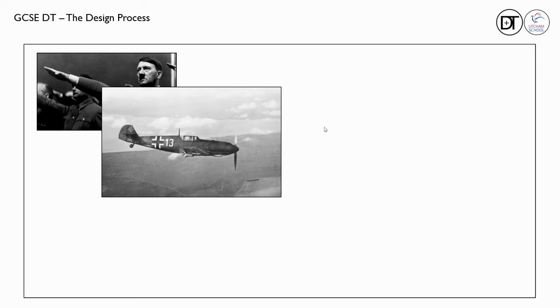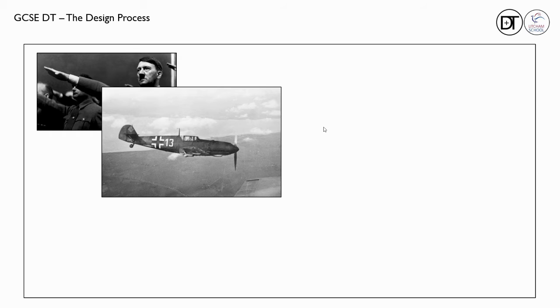So the design process always starts with a problem, and the problem we're going to use is this one: Hitler and the Nazis. Hitler and the Nazis took over Germany in 1933, and they had aspirations for world domination, as we all know. We're going to focus in a little bit more now on a particular problem. And that particular problem was this.